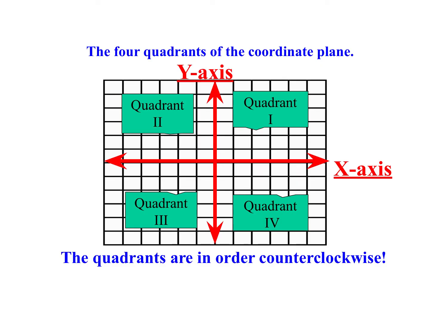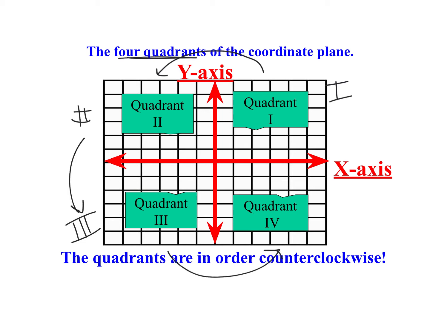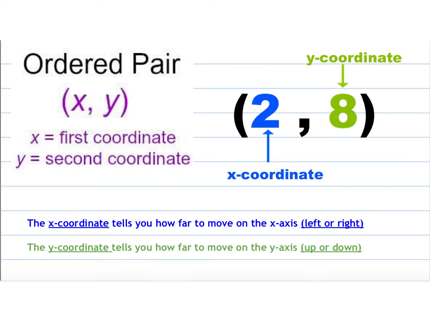The coordinate plane is broken into 4 quadrants, the 4 sections. We start up here at the top right. This is quadrant number 1. And then we go counterclockwise, so that means backwards of how a clock normally goes, so going this direction. Here is quadrant 2, and if we continue in that order, quadrant 3 and quadrant 4, and they are shown using Roman numerals. So again, the quadrants are in order counterclockwise.